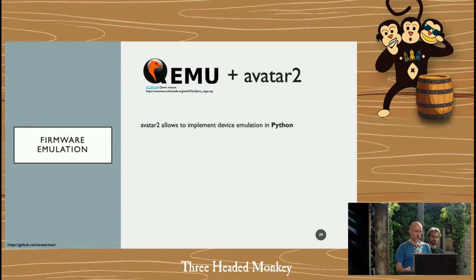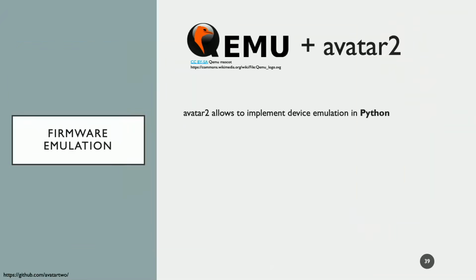However, there is Avatar 2. Avatar 2 is a framework that allows you to implement device simulation in Python, which is way simpler than having to patch QEMU to support all of the PSP functionality. Avatar can do a lot more, but I will just focus on the stuff we used from it.